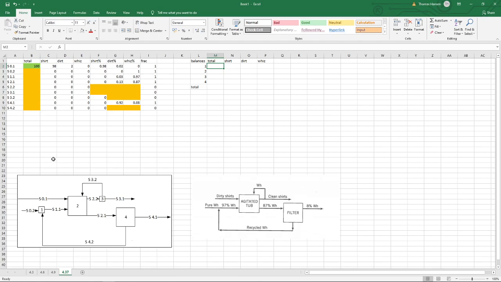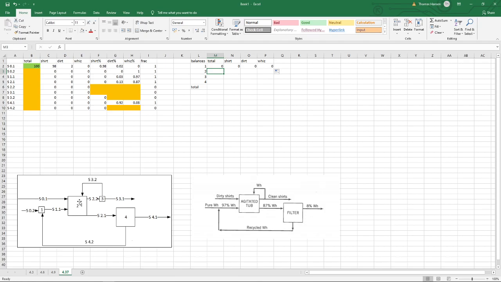And we will just say what enters our first unit. That would be 0.2 plus 4.2 minus 1.1. So if you look down here, you can see 0.2 enters my first unit operation, my 4.2 enters, and my 1.1 exits. So that's my balance in total, and I'll just drag it along for the other ones: shirt, dirt, Wizzo.